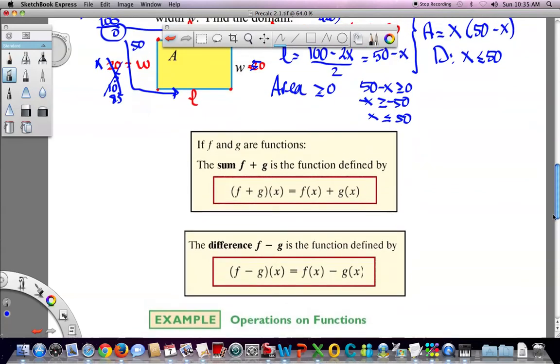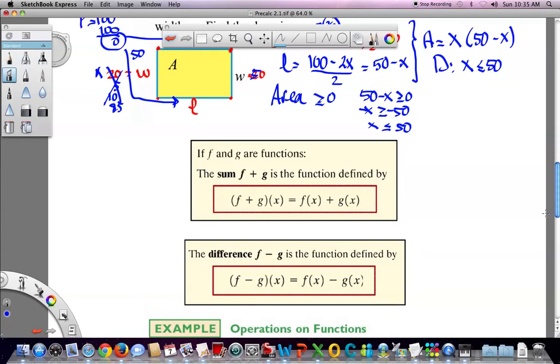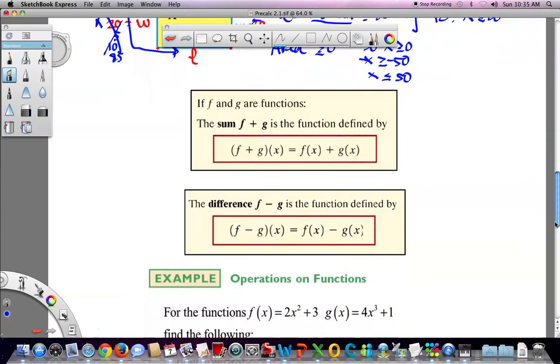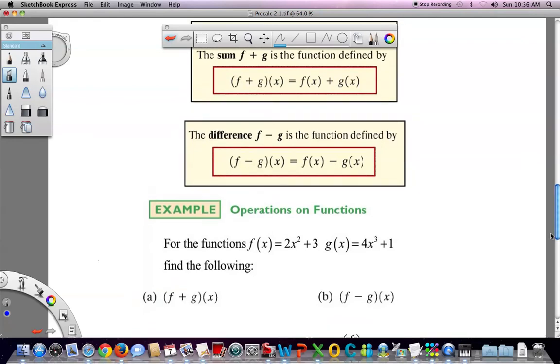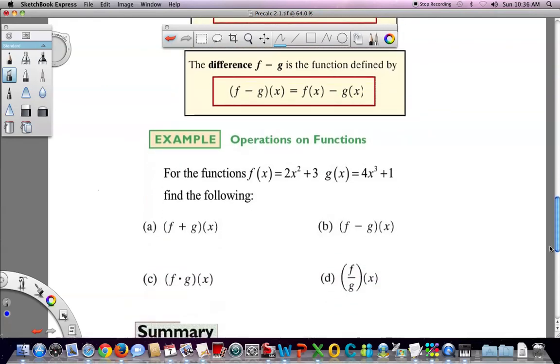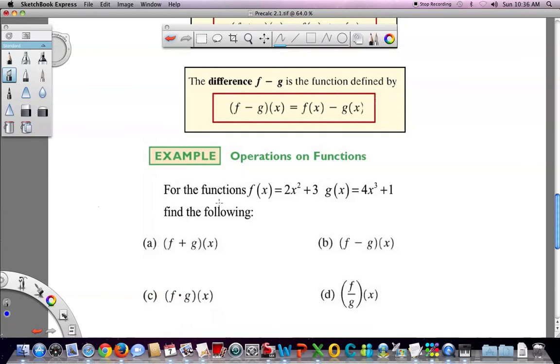Here is stuff that you can do. You can add functions, f plus g, the sum f plus g. You can subtract functions. You can also multiply and divide. I think we'll get to that. So what does that look like? Well, if two functions are given and you have to find f plus g, then you literally do 2x cubed plus 3 plus 4x cubed plus 1. And then usually we do want to simplify this. So f plus g of x is equal to 2x cubed plus 4, that is 6x cubed, and 1 plus 3 is 4.